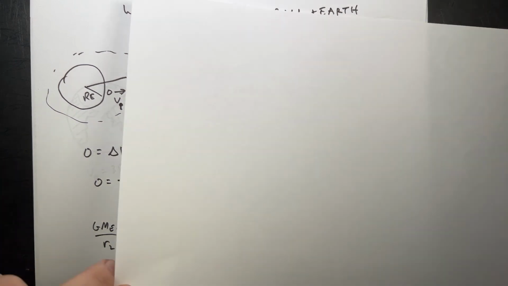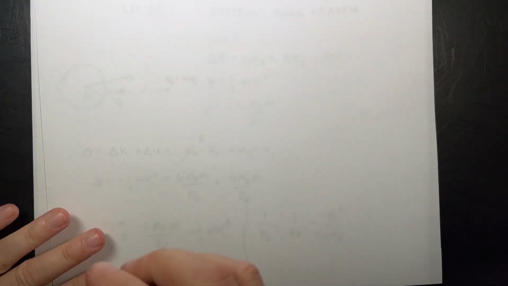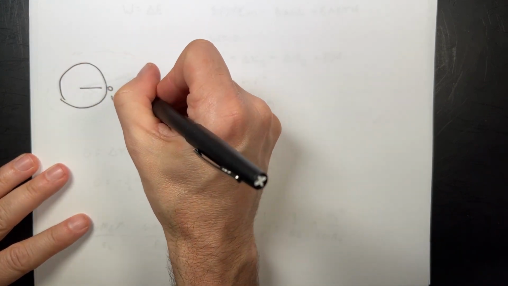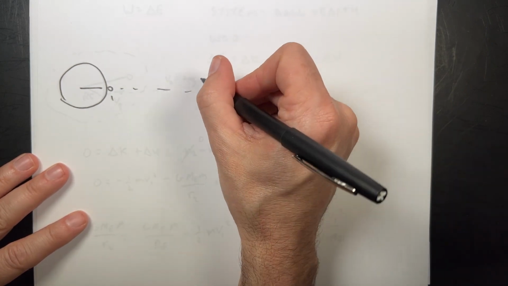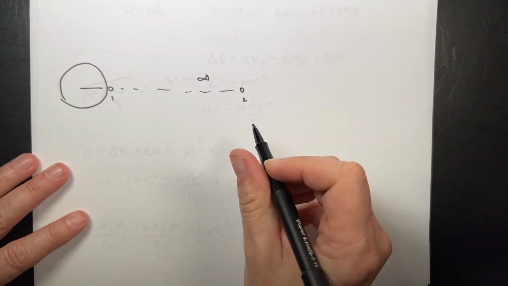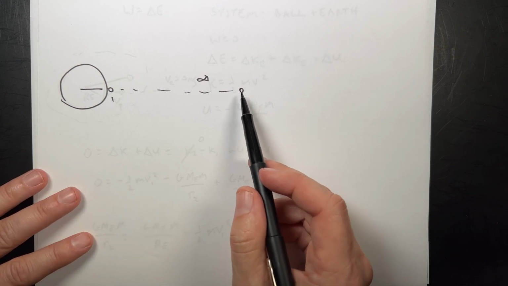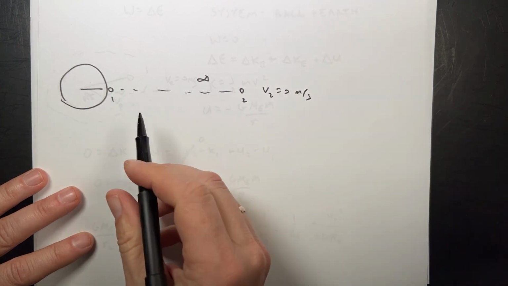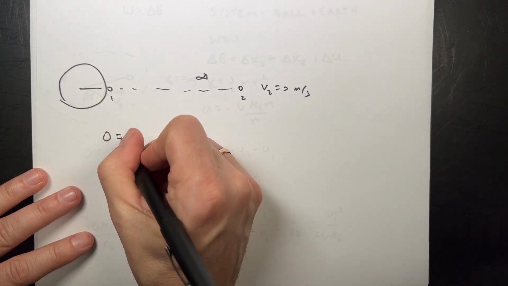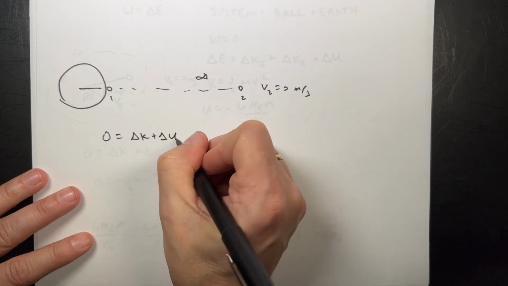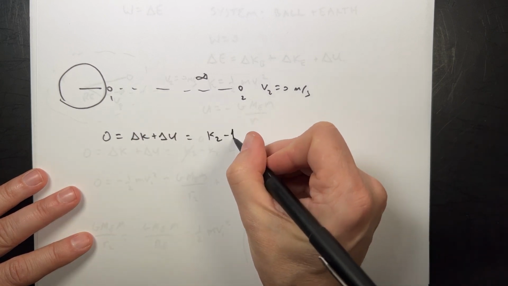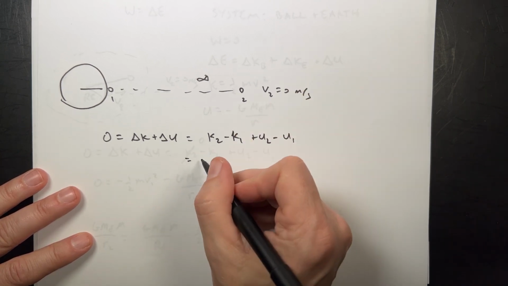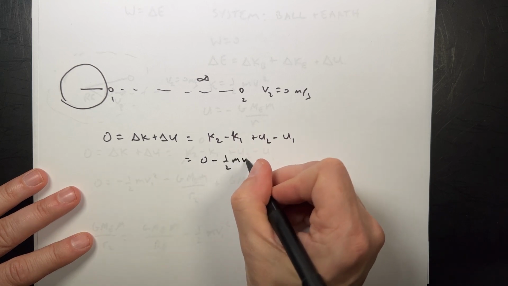So let's just do this. It's going to start right here at position 1, and it's going to go an infinite distance away to position 2. And up there, it's going to go to an infinite distance with a velocity of 0. So v2 equals 0. So it's perfect escape velocity. I can write the work is the change in kinetic plus the change in potential. That's going to be K2 minus K1 plus U2 minus U1. So K2 is 0 minus 1/2 m v1 squared.